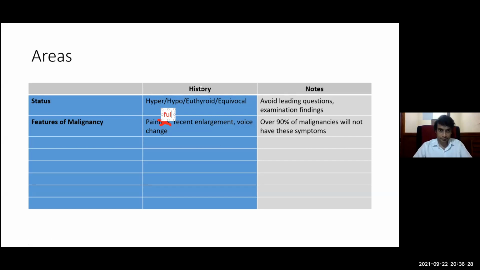Sorry about that. Right. So then recent rapid enlargement is a feature. And voice change again, because the recurrent laryngeal nerve can be infiltrated, is also a feature. So which thyroid cancers usually cause pain, voice change, and rapid enlargement? Anyone?